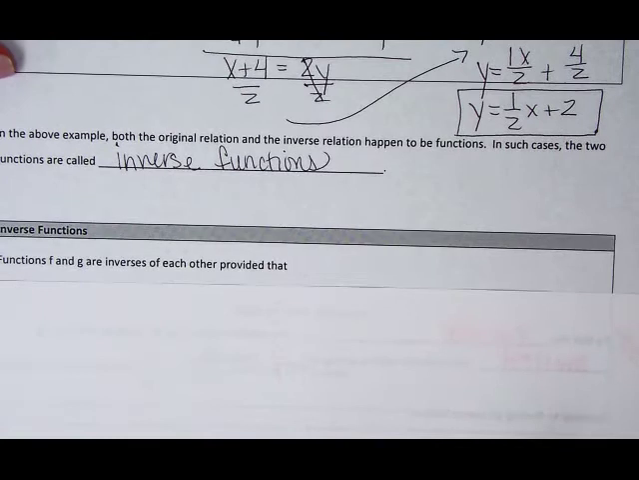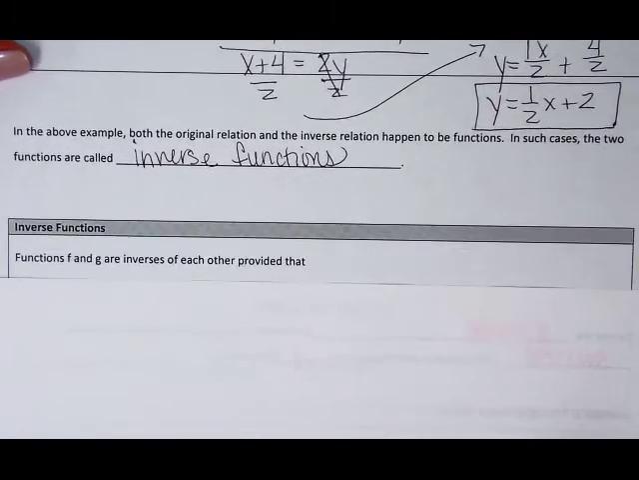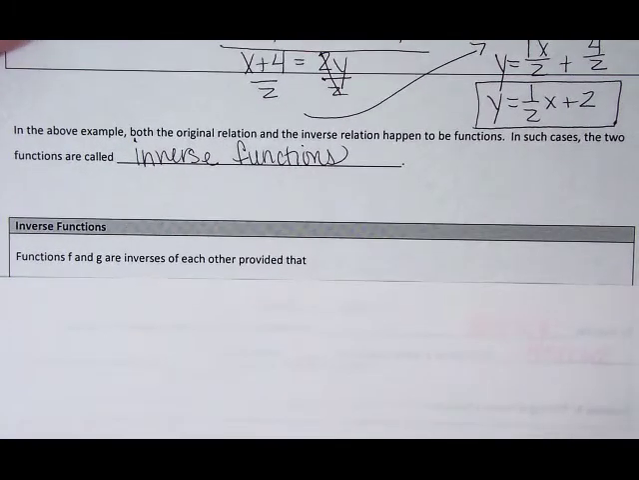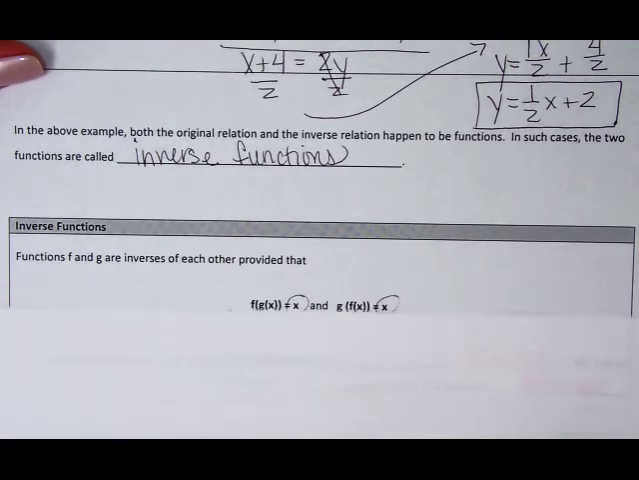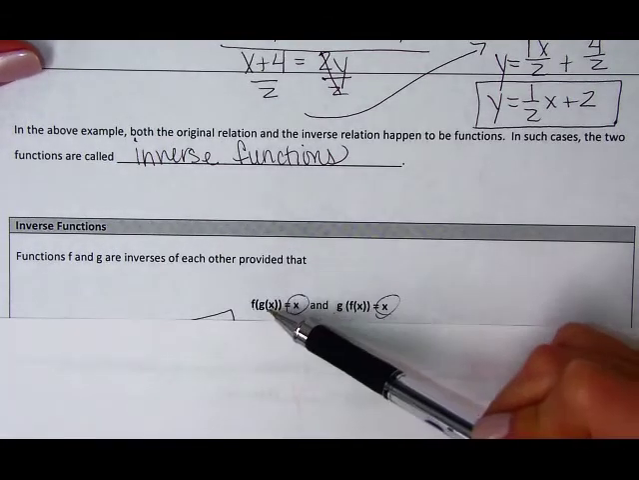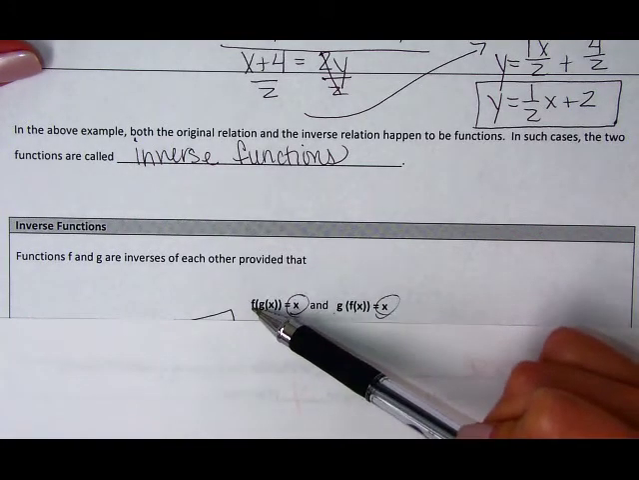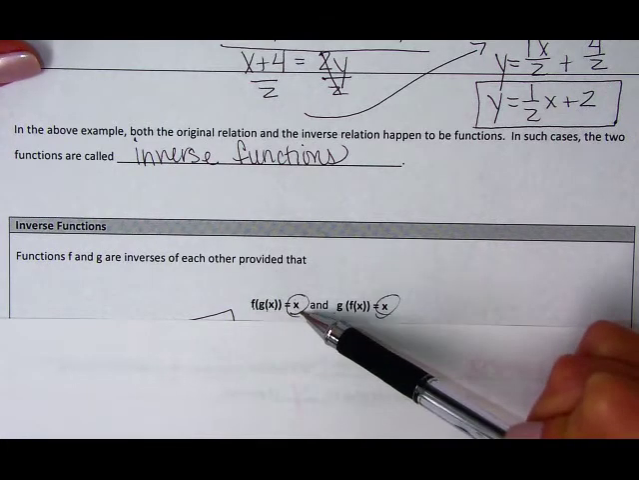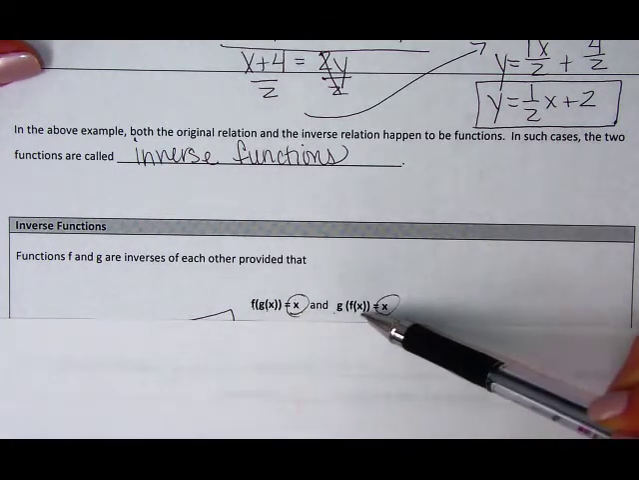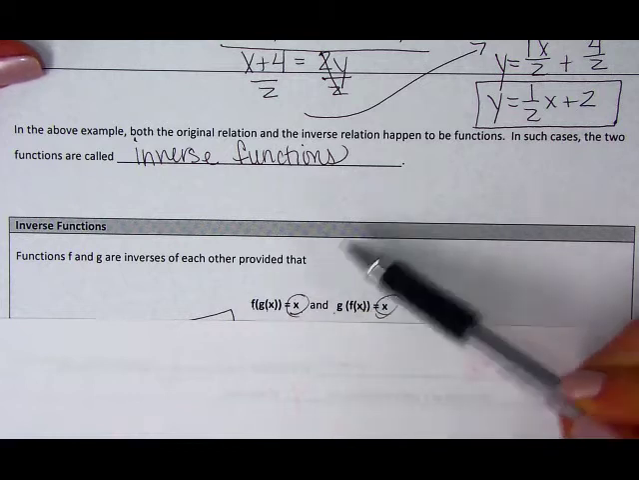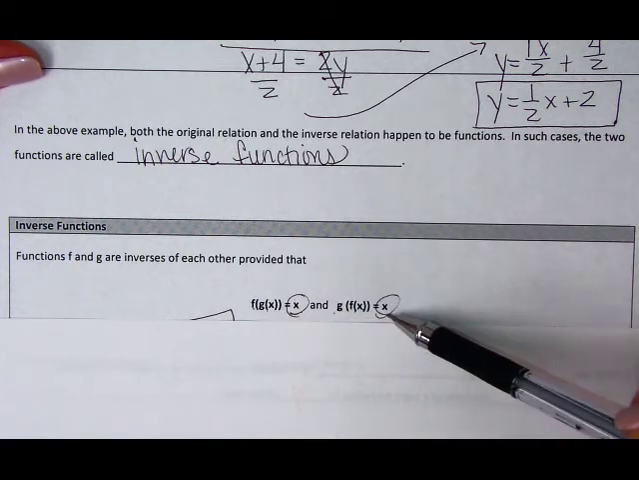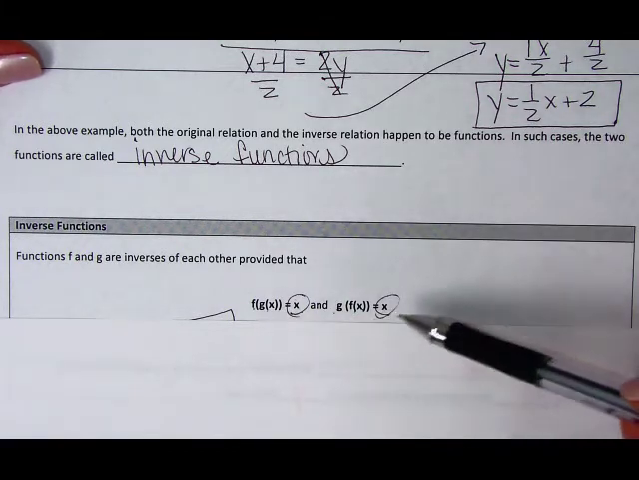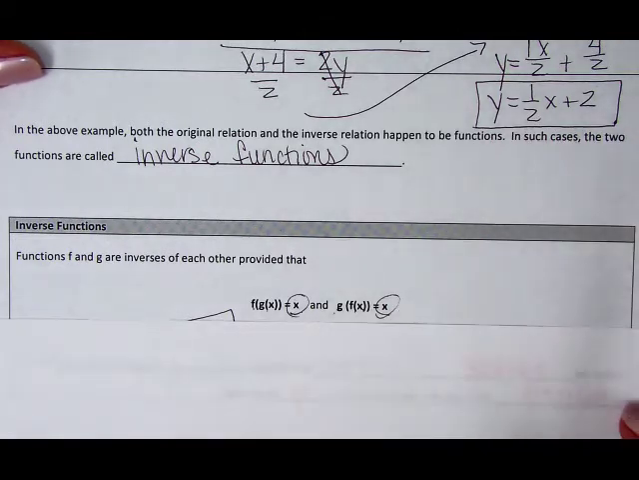Moving forward, if you have functions f and g that are inverses of each other, you know that when you plug g of x into your f, just like the composite functions we talked about in lesson 3, you're going to end up with your x value out. Just the same, if you take your f function and plug it into g, you're going to get x out. We can talk about that a little bit in example 2.